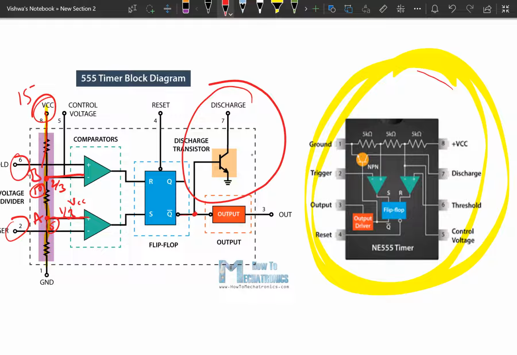Suppose the Q bar output is 0, then it does not conduct, because this is connected to the base of the transistor. When it is 0, it does not conduct because there is insufficient voltage for the working of the transistor. That means we should apply a base voltage greater than 0.7 volt. When Q bar is 1, it starts conducting and discharges through the ground. That discharge terminal is connected to terminal 7 of the IC. For this terminal we are connecting the transistor. Through this it is going to discharge. So for discharging purposes we configure this transistor in the IC 555 timer.